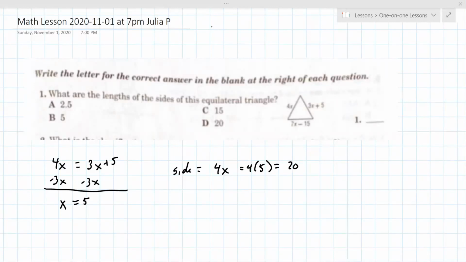Is that good? Is that okay? Yeah. Great. All right. So we can start getting into a rhythm here too.